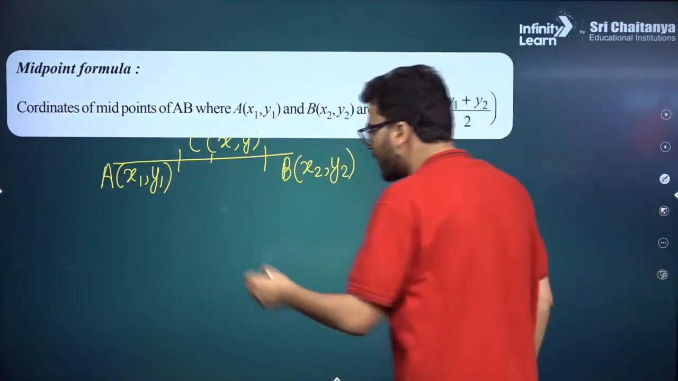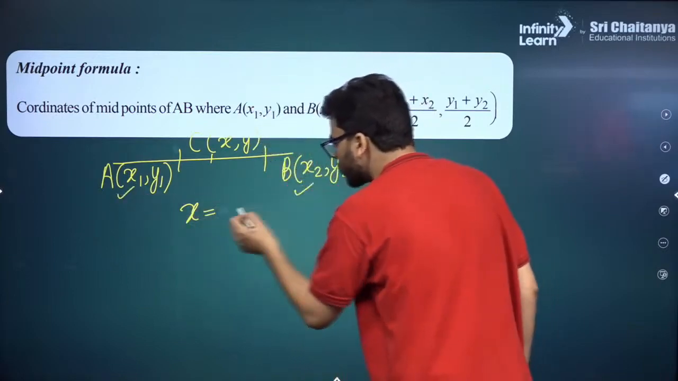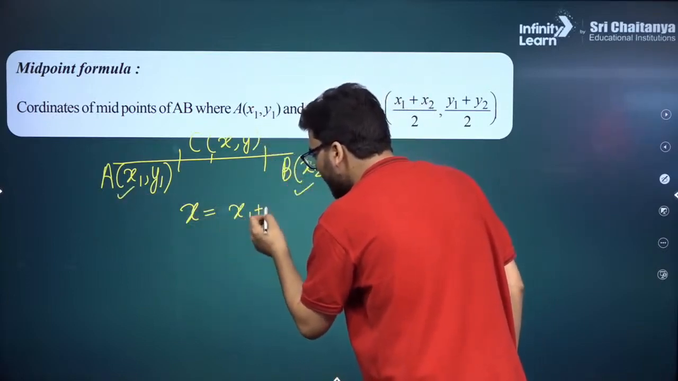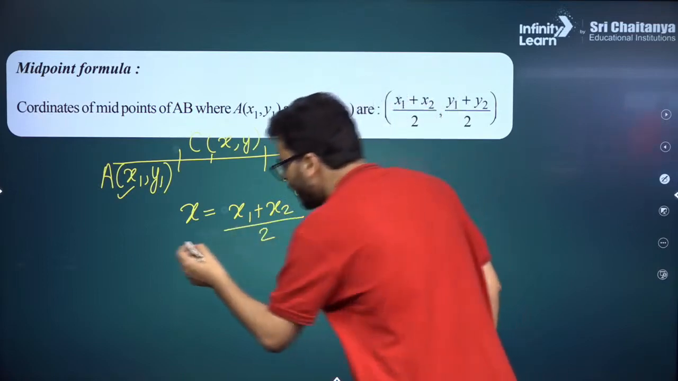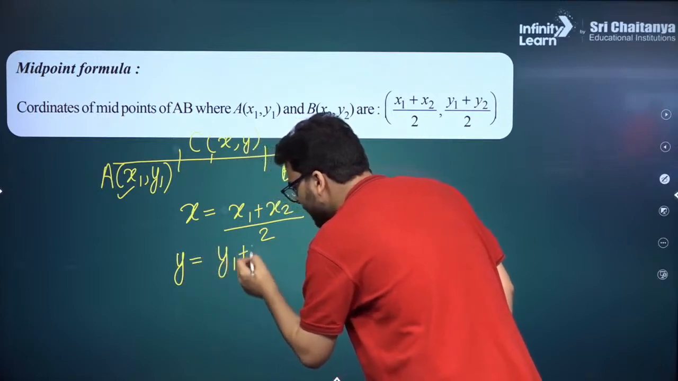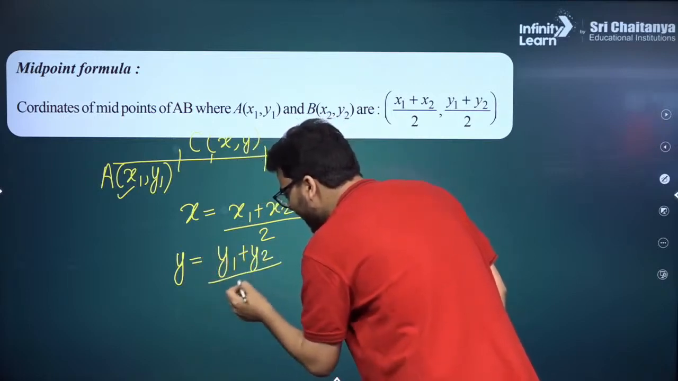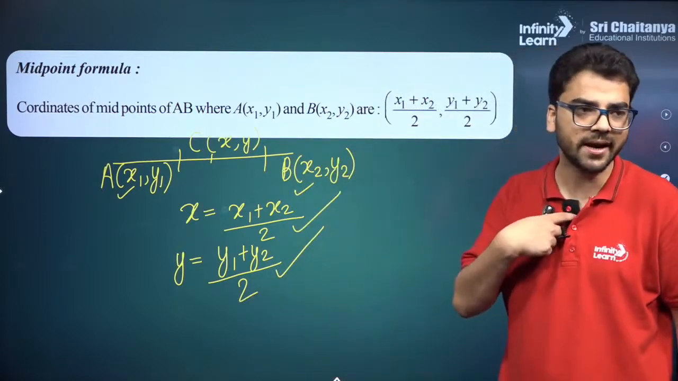So what is the midpoint formula, guys? x will be equal to (x1 plus x2) by 2, that's it. In the same manner, y is equal to what? (y1 plus y2) by 2. This is the midpoint formula. It is just a special case of the section formula which you will study in grade 10.